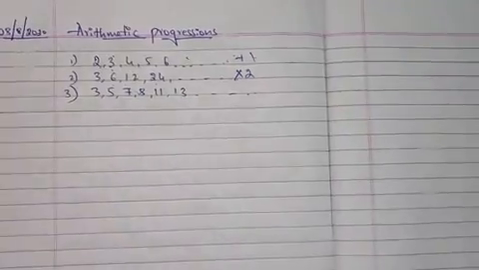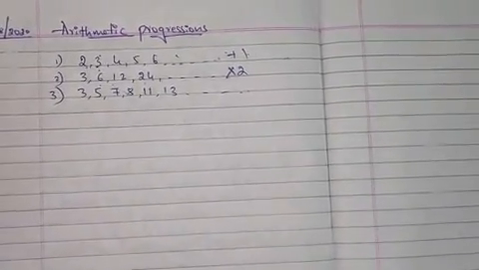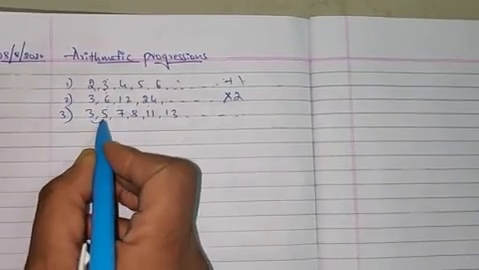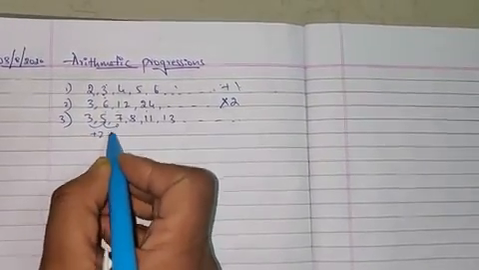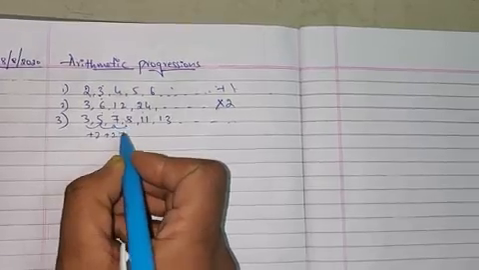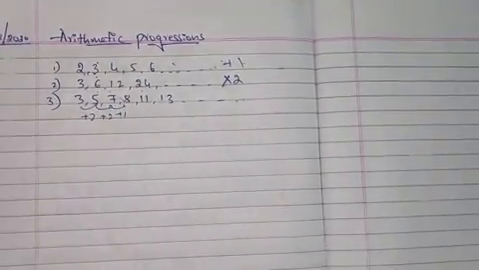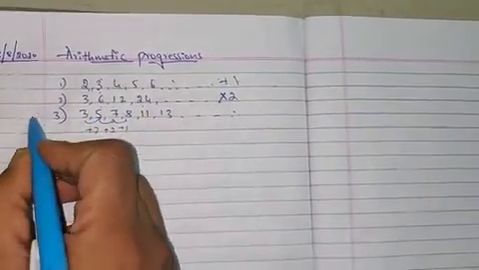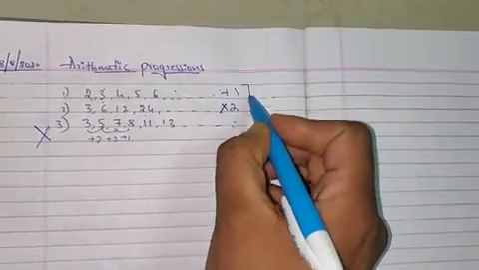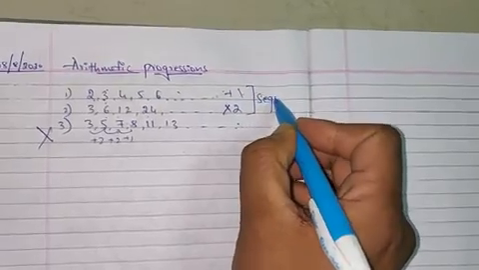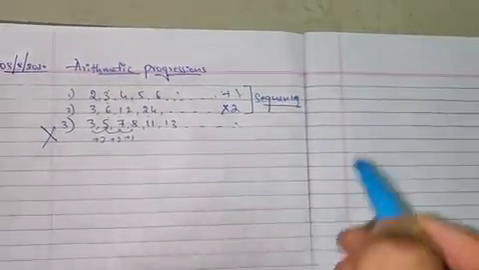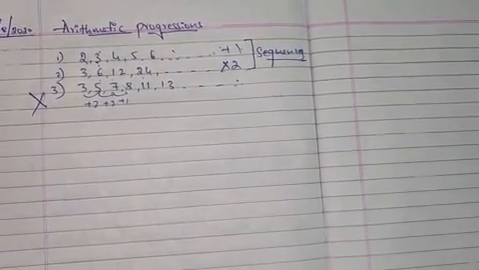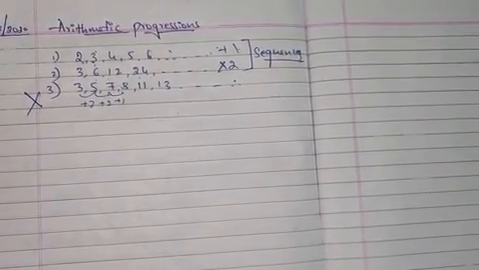In the third set, we don't find any particular rule applied because 3 plus 2 gives us 5. 5 plus 2 gives us 7. But 7 plus 1 gives us 8. So there is no fixed rule. So we will not consider these types of numbers where we do not have any rule. Where we find the rule, these are called sequences. So what are sequences? Sequences are groups of numbers which follow a particular rule.